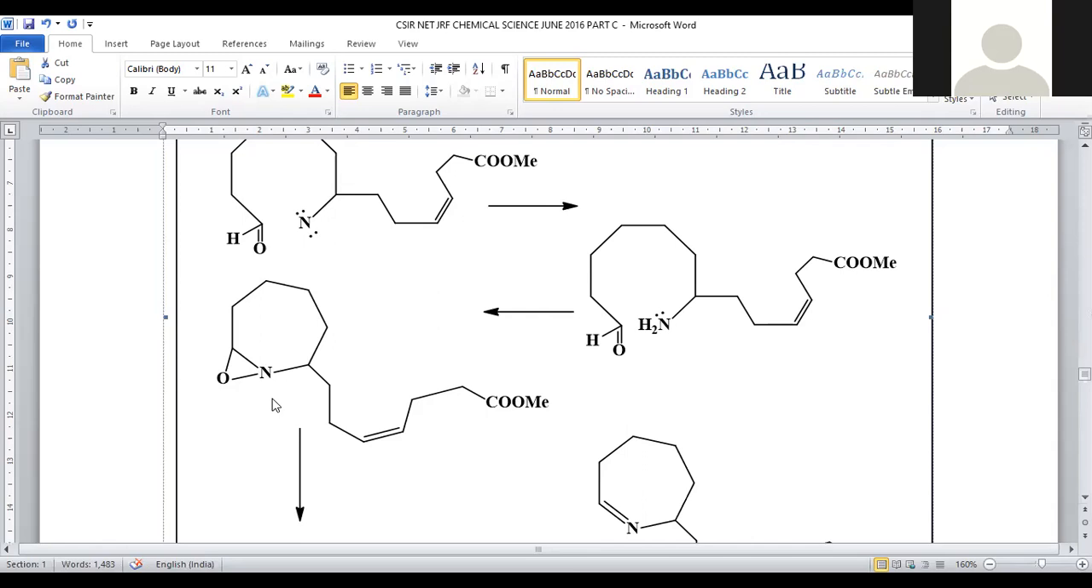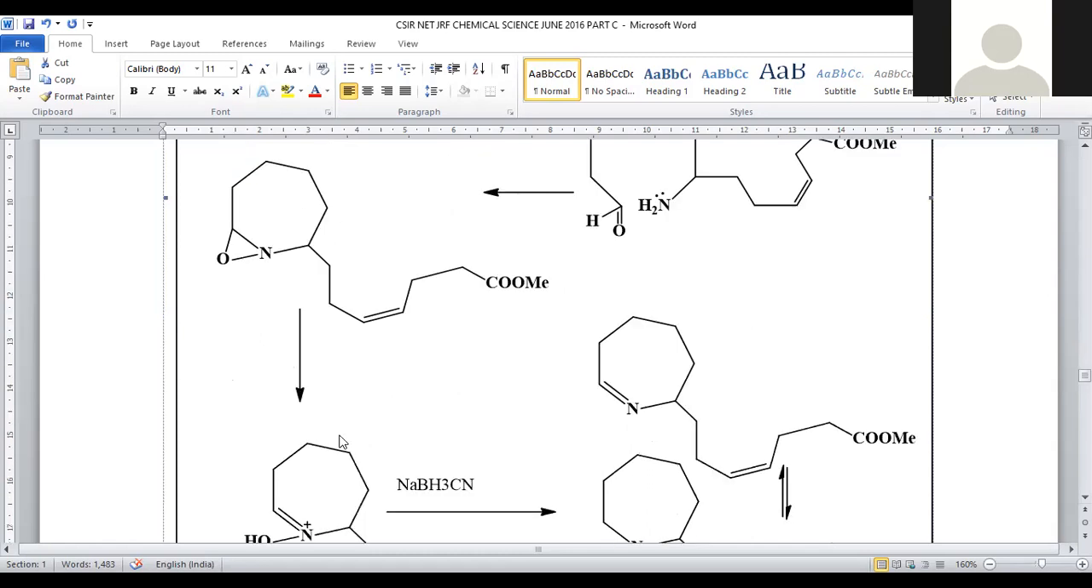There is a kind of epoxide. An azo epoxide will be generated. A nitrogen-oxygen containing three-membered ring will be originated. Now it will be protonated.